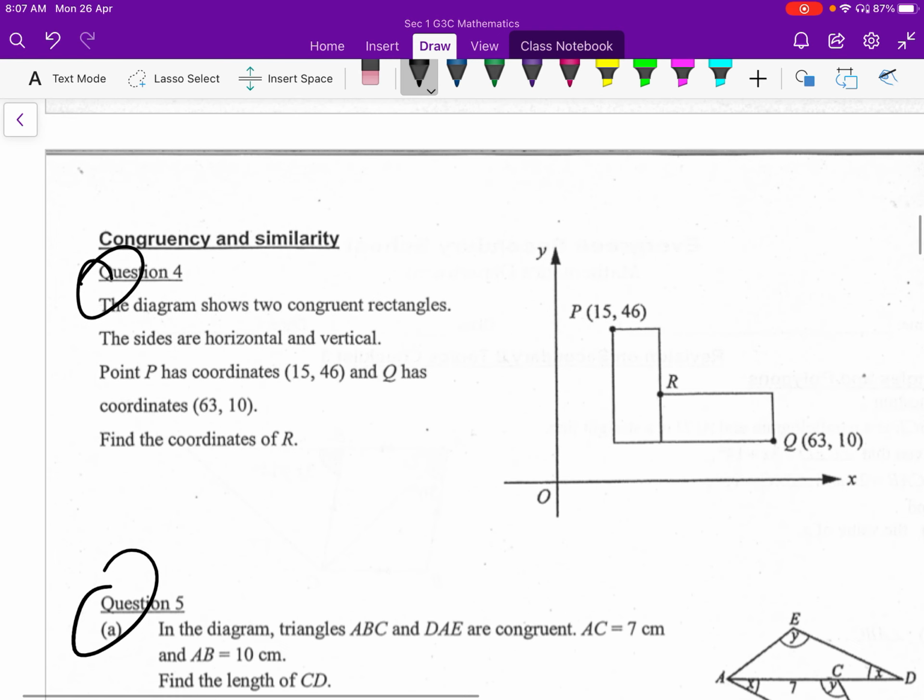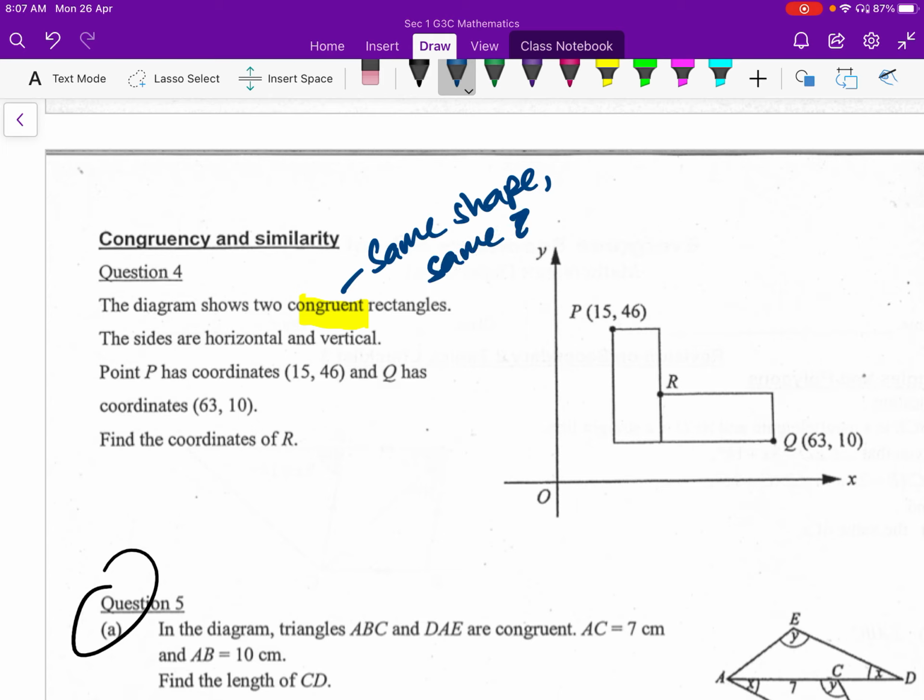Okay, question 4. Anybody needs me to go through question 4? Yes, okay, I intend to go through this also. Now, they tell us that these two rectangles are congruent. So again, recap: this word congruent means same shape, same size, S-I-Z-E. It could be rotated, it could be reflected, doesn't matter. Same shape, same size means that the two breadths must be the same, the two lengths must be the same.